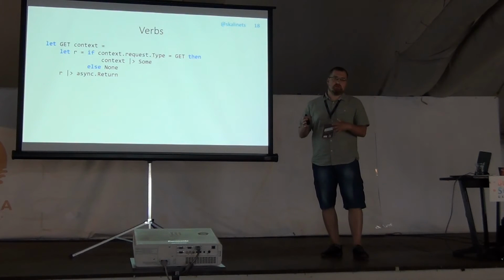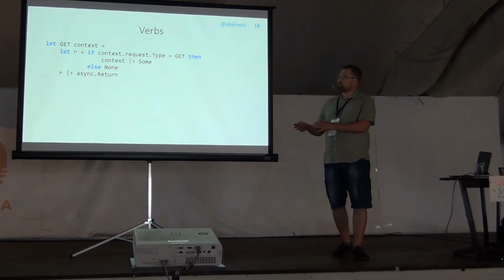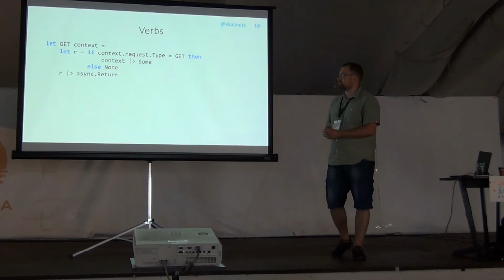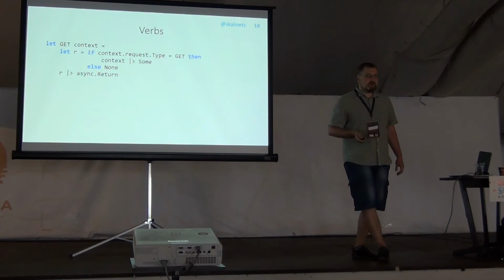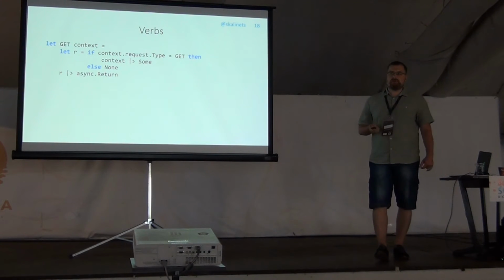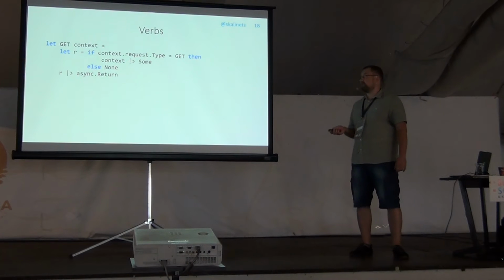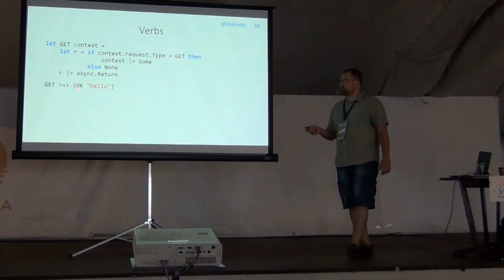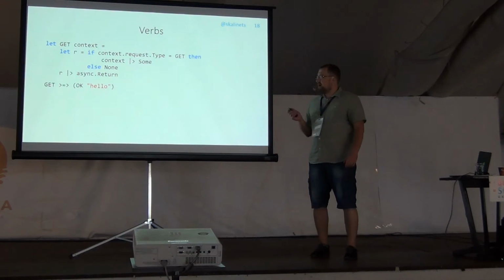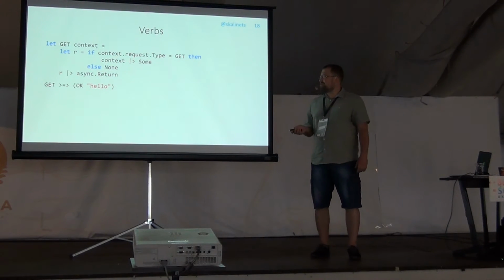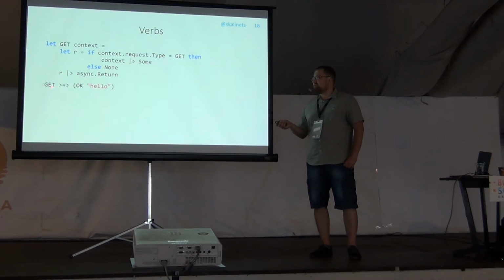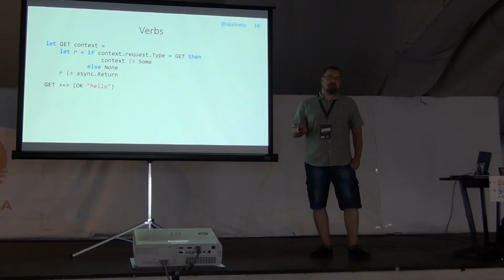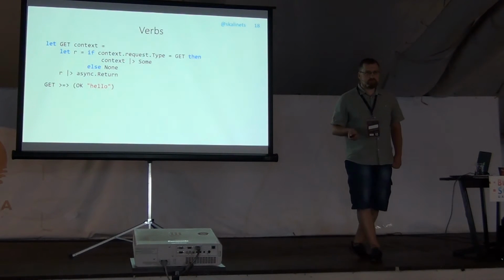So we just check it. If it's GET, then we just return the same context as we received. And we pack this into an asynchronous result. So this function will return the same context only if the HTTP verb is GET. Otherwise, it will return nothing. And it's going to be used in Suave using this fishbone operator. I will come to it later, but in general, this syntax means that if the request is GET, then please return OK with hello. Should be simple, right?